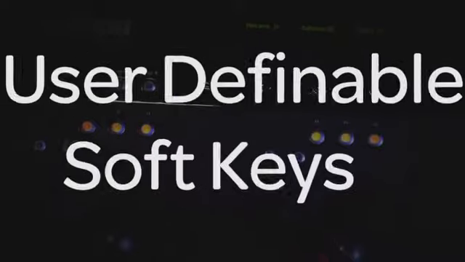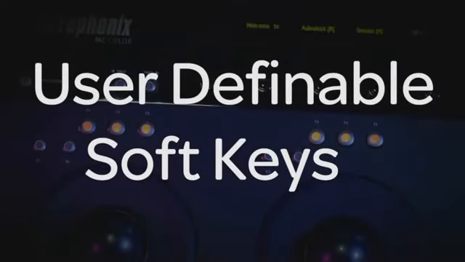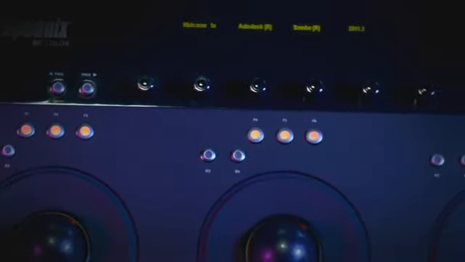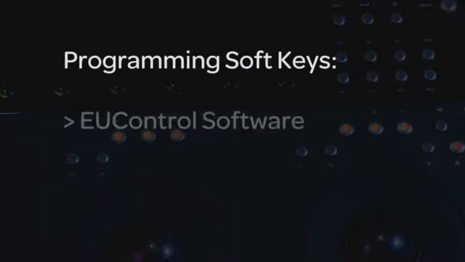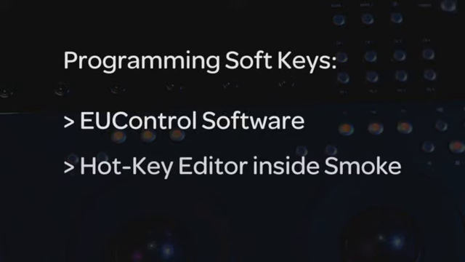If you're going to be using Artist Color with Smoke on a regular basis, you can make your workflow even more efficient by customizing the controller's soft keys. You can do this two ways, either using the soft key editor of Artist Color's EU Control application or through the Smoke interface.